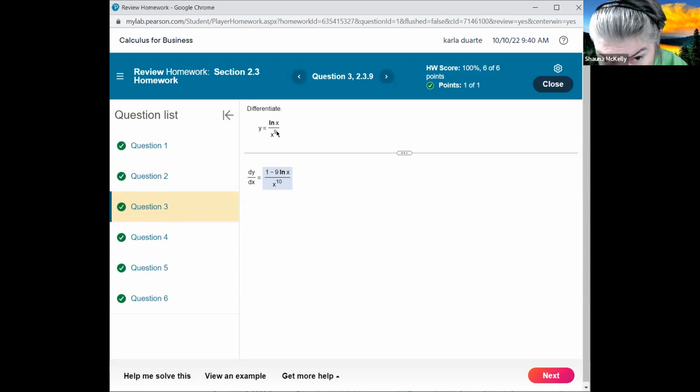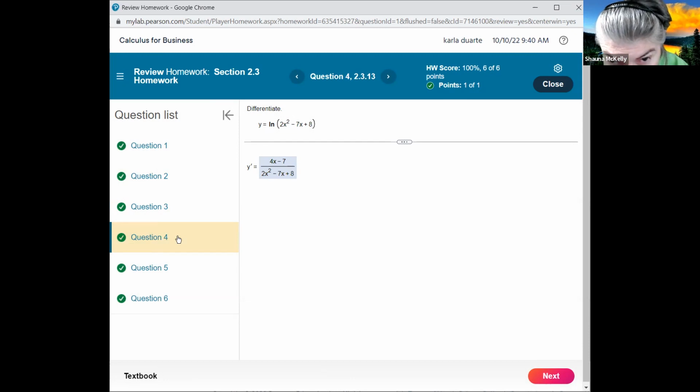This one was a little bit more of a challenge. We went over this already. You should have a solution to this problem here. But it involves, in this case, rather than using the quotient rule, I wrote x to the 9th as x to the -9 and used a product rule, so that when I use a power rule to differentiate this, and the derivative of ln is 1 over x.